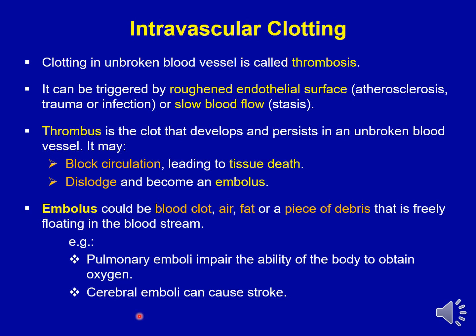It may cause cerebral emboli that cause stroke. It may move from the pulmonary circulation to the left side of the heart, and then pass to the cerebral blood vessels, causing stroke.